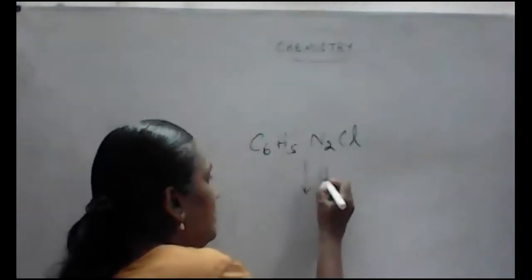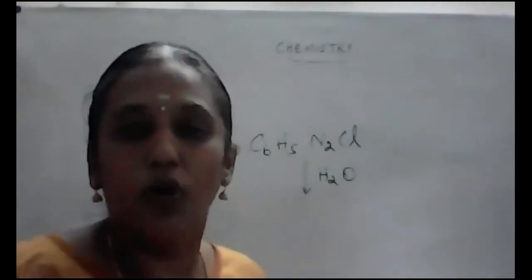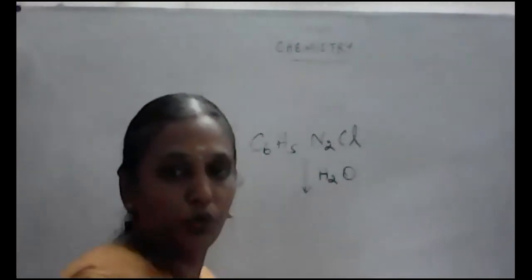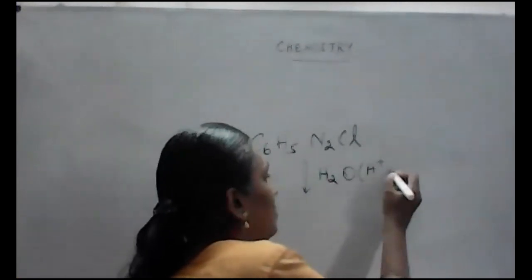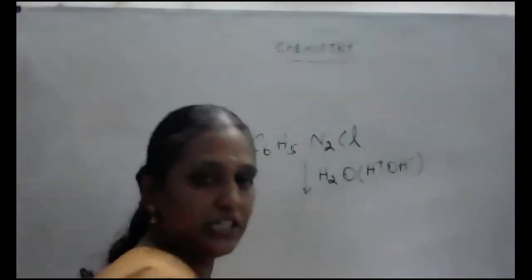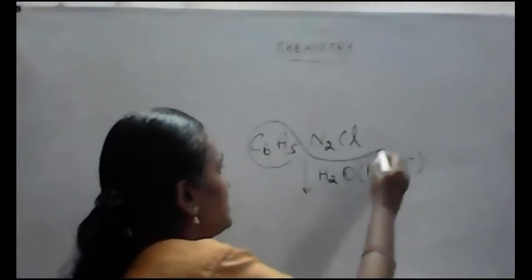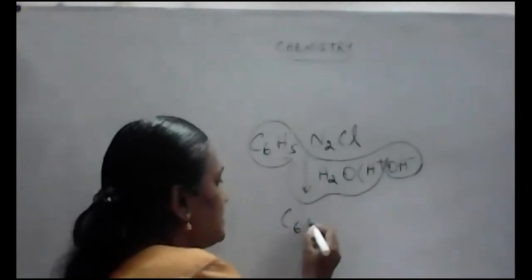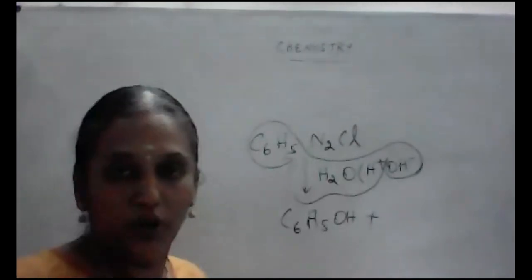This benzene diazonium chloride is made to react with steam. Steam is nothing but water in the vapor state. We have H2O; let me split it into H plus and OH minus. Now see what happens. This C6H5 and this OH will go out as C6H5OH. We get phenol.